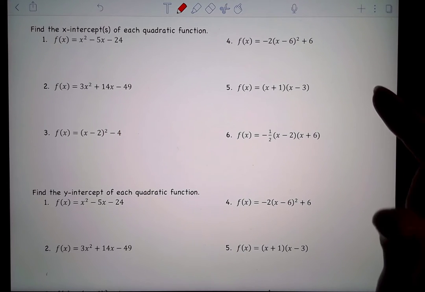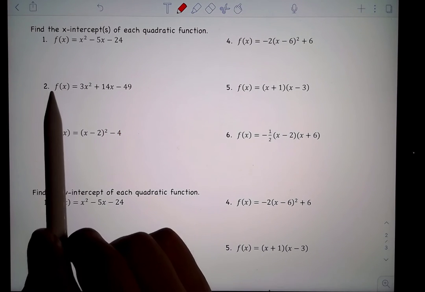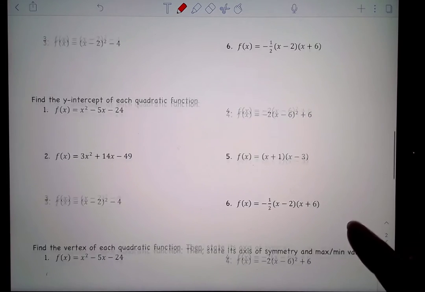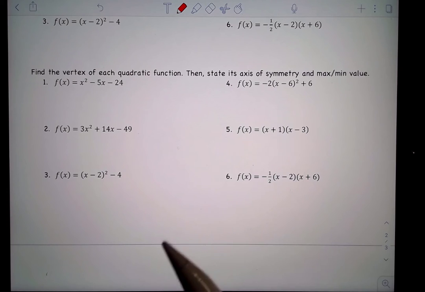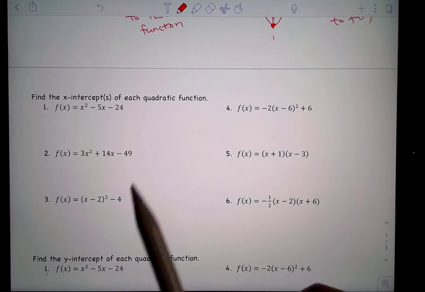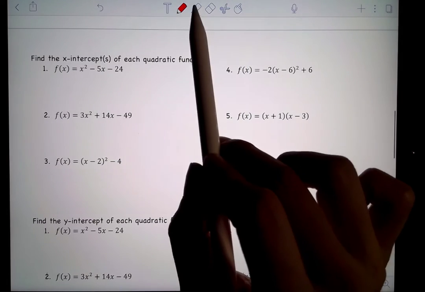Alright guys, so look at this one. When you look at this practice, there's 1, 2, 3, 4, 5, 6 functions. These are all repeating. Look, it's the same thing over here, and the same thing over here. So we are using 6 functions only, but from each function I want to find x-intercepts and y-intercepts and vertex from each. Alright? So let's look at this.